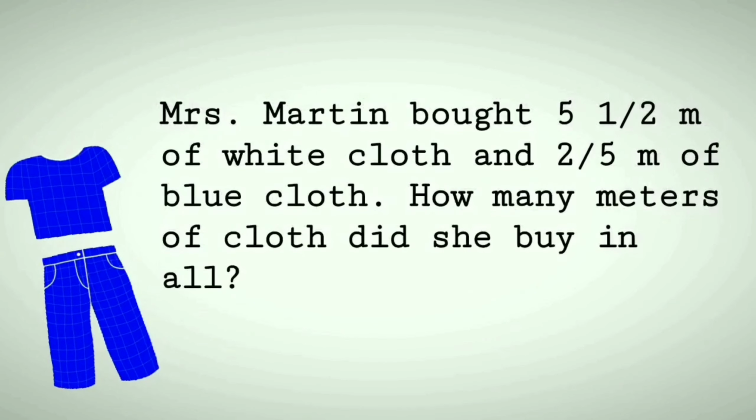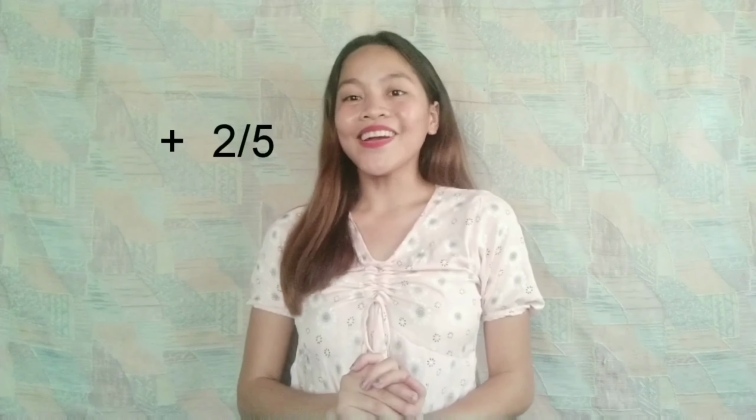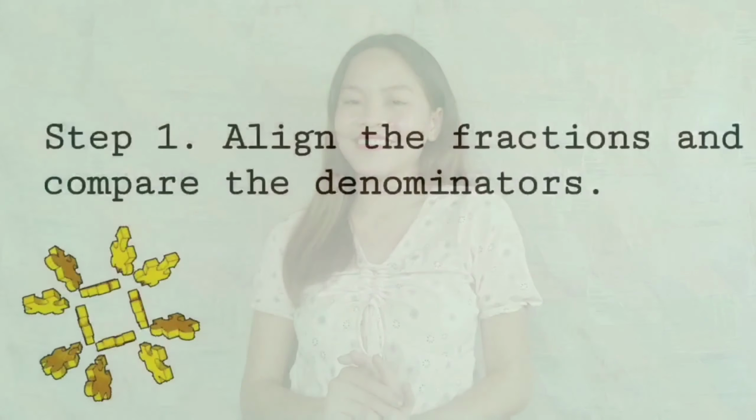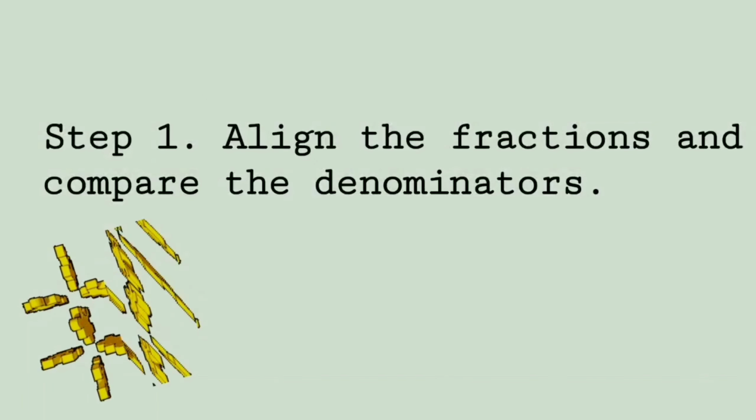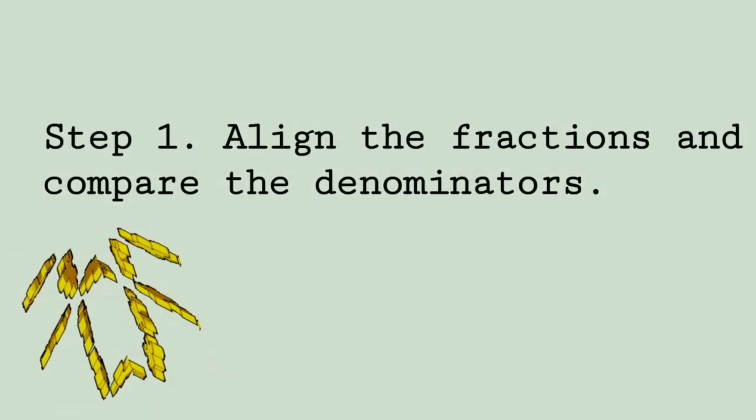Mrs. Martin bought 5 and 1/2 meters of white cloth and 2/5 meter of blue cloth. How many meters of cloth did she buy in all? We want to know how many meters of cloth Mrs. Martin bought. To solve for the sum of 5 and 1/2 plus 2/5, here are the following steps. Step 1. Align the fractions and compare the denominators.